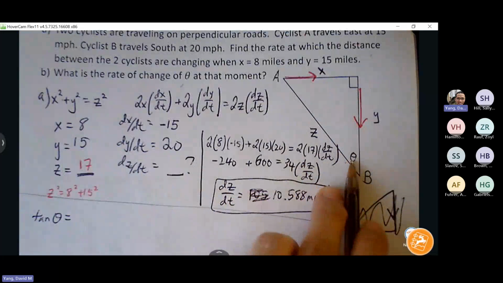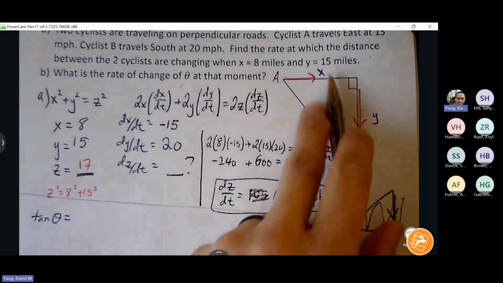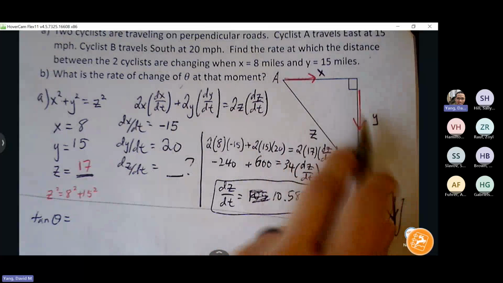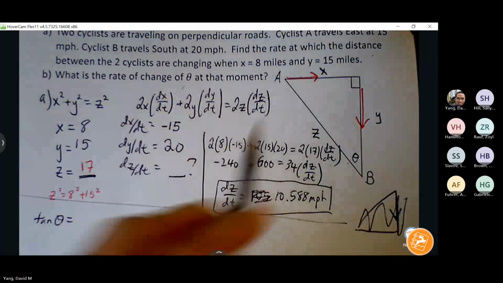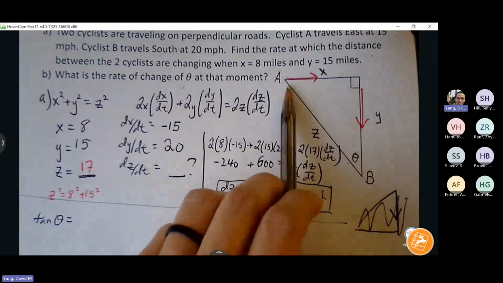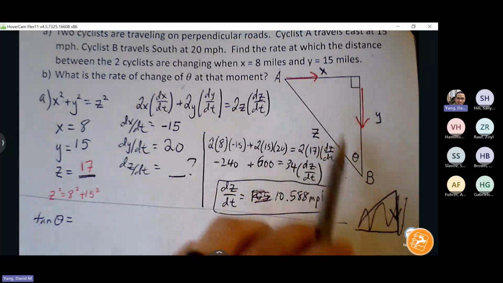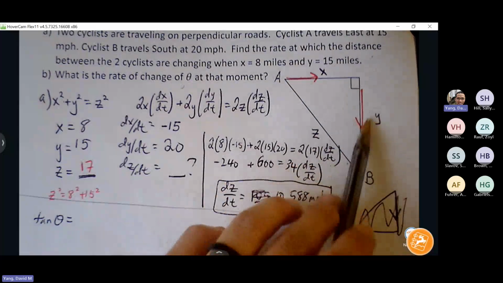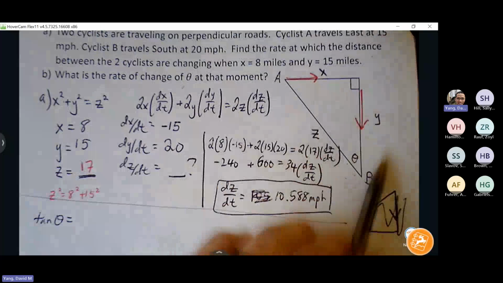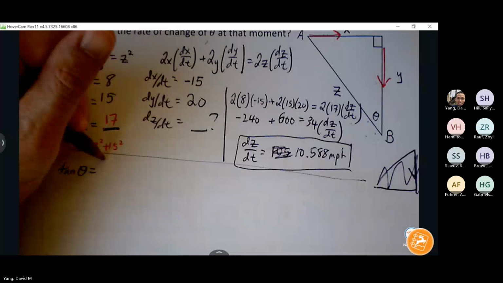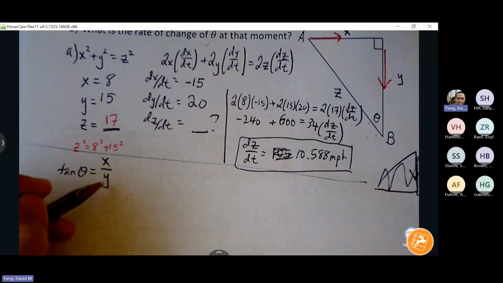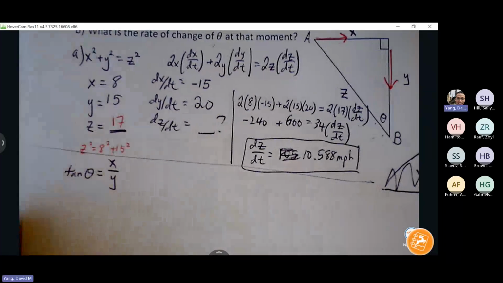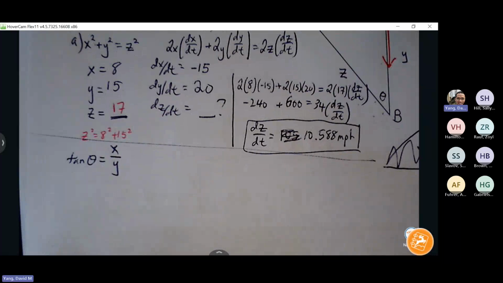So tangent of theta, we do opposite over adjacent. So in this case, it's x over y. We want to hold on to these variables because these cyclists are moving, right? If these cyclists were just sitting still, then we could use constants, but that's not going to be the case. There's always going to be movement with the problems I give you, so you've got to use variables here. Then you can use the constant, and it'll become a power rule problem. But here, there's no choice but to involve quotient rule.